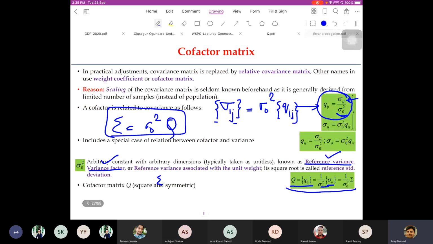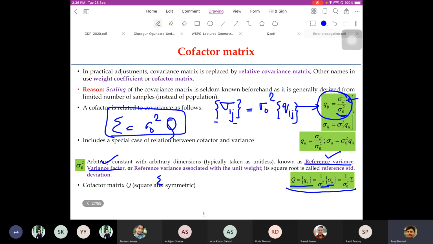What I'm trying to say here is that sometimes you do not have access to all possible observations, the so-called population. If you do not have access to all such observations that belong to the population, you cannot know the exact variance covariance matrix. So how will you proceed? Because the variance covariance matrix is an essential part of your adjustment procedure.